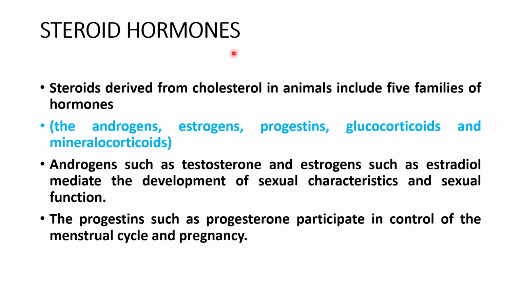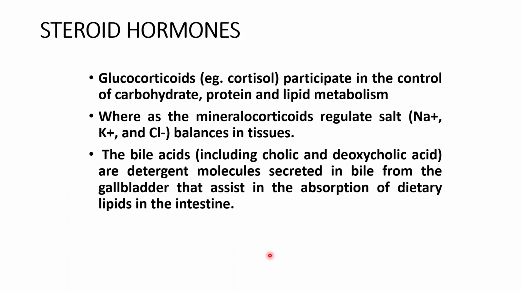Then coming to the different steroid hormones, steroids derived from cholesterol in animals include 5 families of hormones. So you should remember the names, because a short note on steroid hormones can also come. So the androgens, estrogens, progestins, glucocorticoids and the mineralocorticoids. So androgens, such as testosterone, and estrogens such as estradiol mediate the development of sexual characteristics and sexual function. The progestins such as progesterone participate in control of the menstrual cycle and the pregnancy.